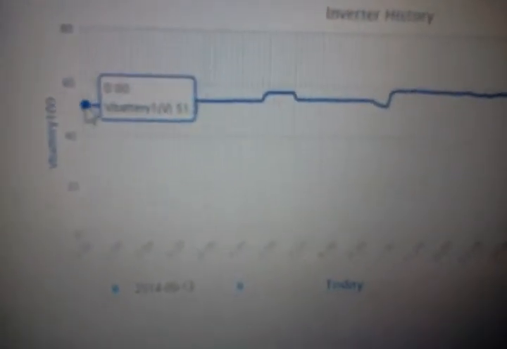So there are so many other options, so many other menus that you can look at over there. You can see many other parameters. I can see the state of my battery, the voltage of my batteries at the moment. This is my battery voltage, the 48 volt.